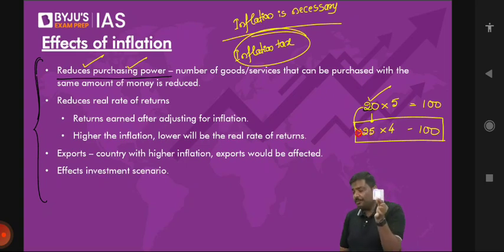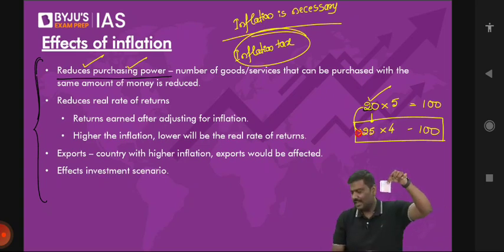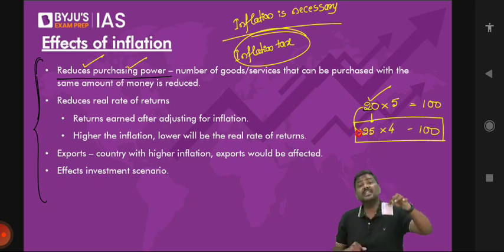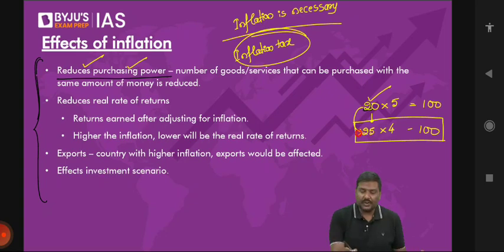What does it mean? The purchasing power of this cash has come down in the last 1 year. What is the value of this currency? How much is written on the currency? 100 rupee. The value is not changing. I understand. It was 100 rupee last year, 100 rupee this year. But what has inflation done? Inflation has basically taken away part of the purchasing power of the currency. So when the purchasing power of the currency will go down because of inflation, this is referred to as inflation tax.